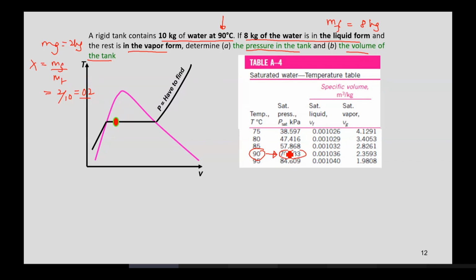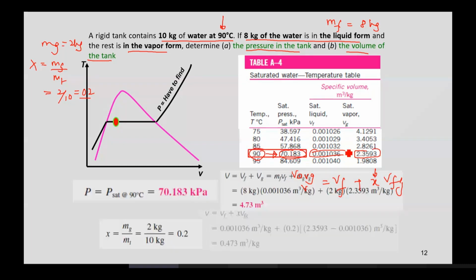If you want to find the volume of the tank, it is simple. You'll have to use the relationship v average, or v is essentially equal to vf plus x vfg. x is known to you. vf for 90 degrees is known to you. vfg can be calculated using vg and vf, the difference of the two. So you used vf, x value, the difference of vf and vg, to find out the specific volume. Once you have the specific volume and the total mass of the system is known to you, you'll just have to multiply to find out the volume of your system.